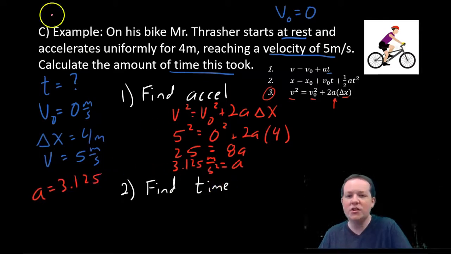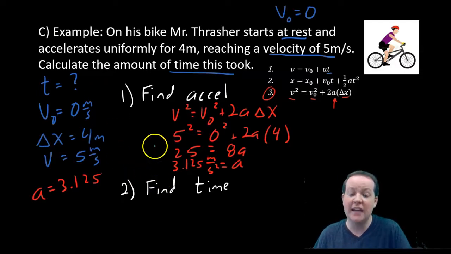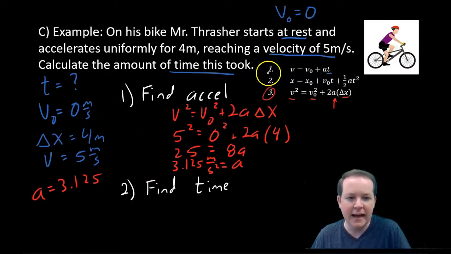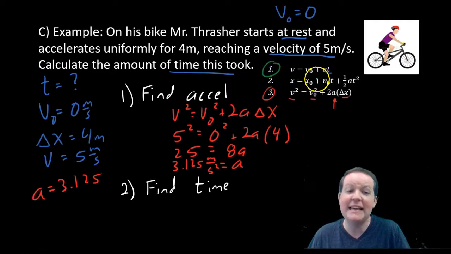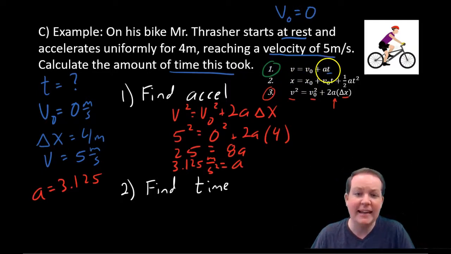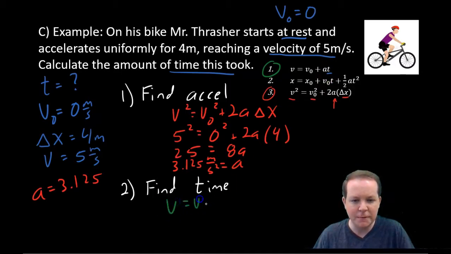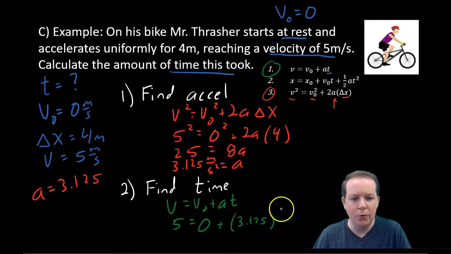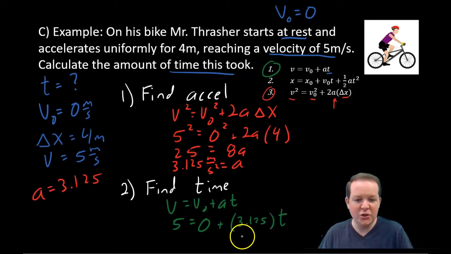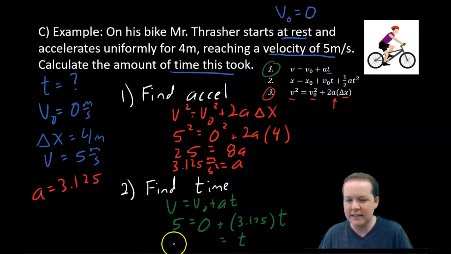Now, is there an equation that I can use to calculate the time, what it's ultimately asking? Yes, equation number 1. Because I know the final and initial velocity, now I know the acceleration, and I can calculate time. Let's do it. V equals V naught plus at. Final velocity was 5. Initial was 0. Now I know the acceleration. Multiply it by t. So now I'm just going to divide both sides by that 3.125. I calculate a time of 1.6 seconds.